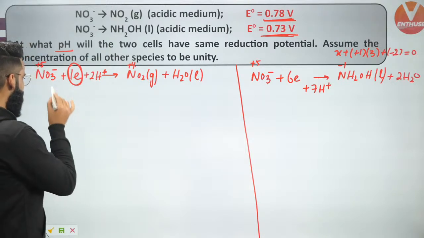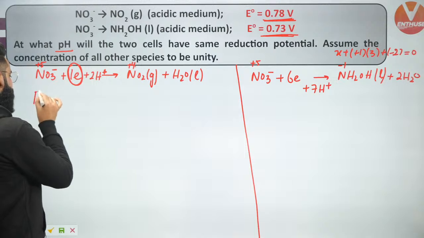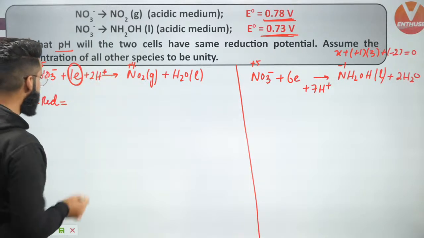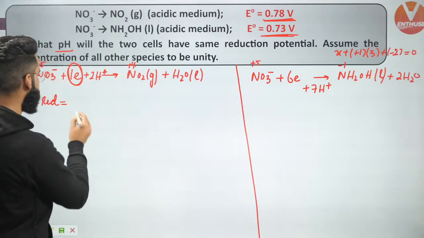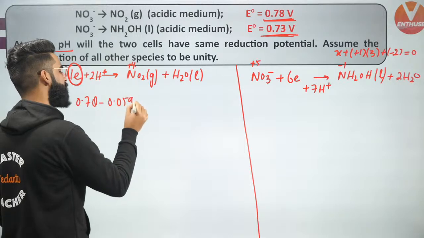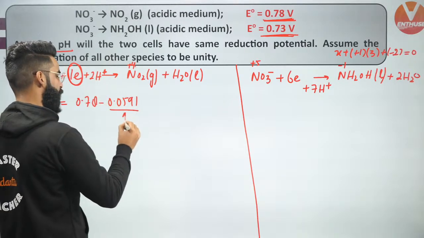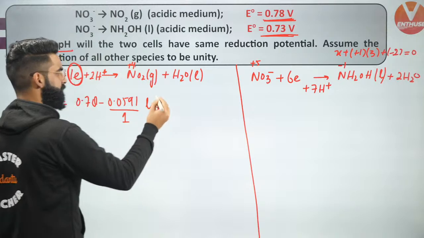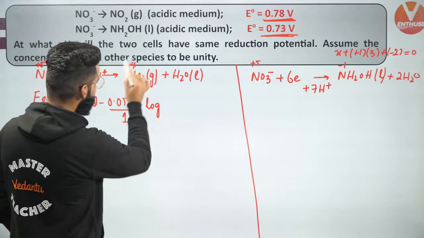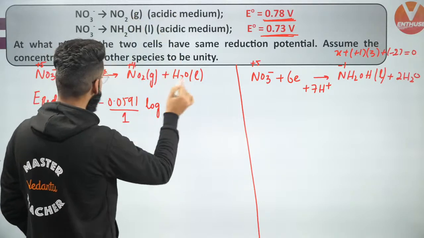What I'll be using, I'll first of all write the Nernst equation. Reduction potential of the electrode whose cell reaction is this one is equal to E0 cell, which is 0.78, minus 0.0591 divided by N. N value is going to be 1. It's going to be log of QC. QC is going to be the pressure of this one, which is going to be unity.